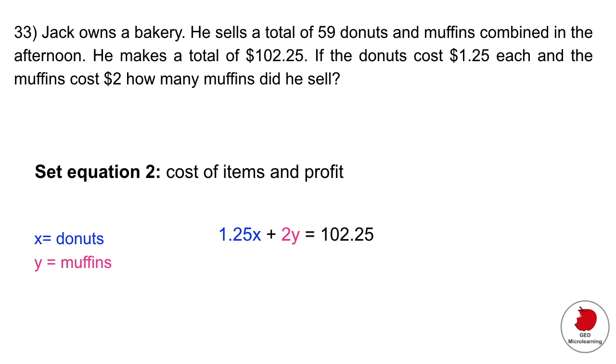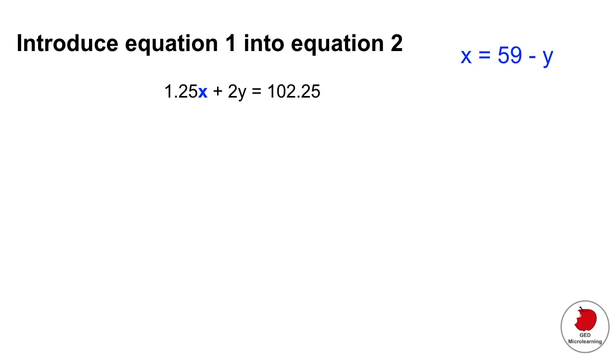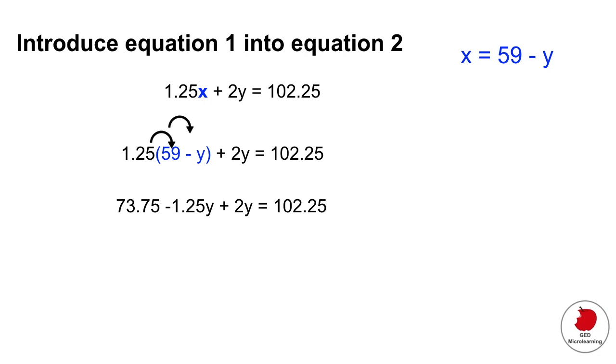All right, so now this is a tricky part. You're going to take that first equation that we have there in blue, and introduce it into the second equation. So wherever you see an x, you're going to introduce that equation there on the top right, like this. Now you're going to use the distributive property, which means you multiply 125 by 59 and 125 by minus y, and that gives you this number.